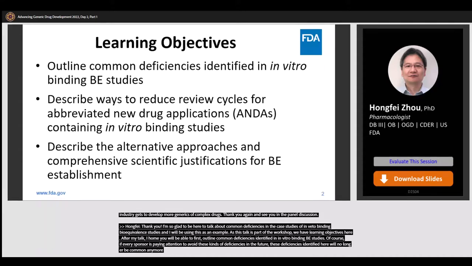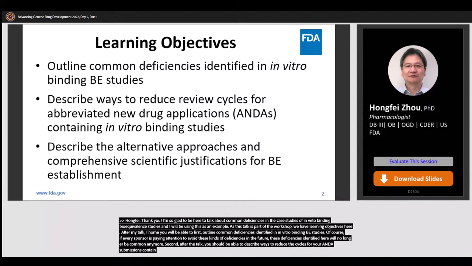you should be able to describe ways to reduce review cycles for your ANDA submissions containing in vitro binding studies. And third, you will learn to describe the alternative approaches and the comprehensive scientific justifications for BE establishment.